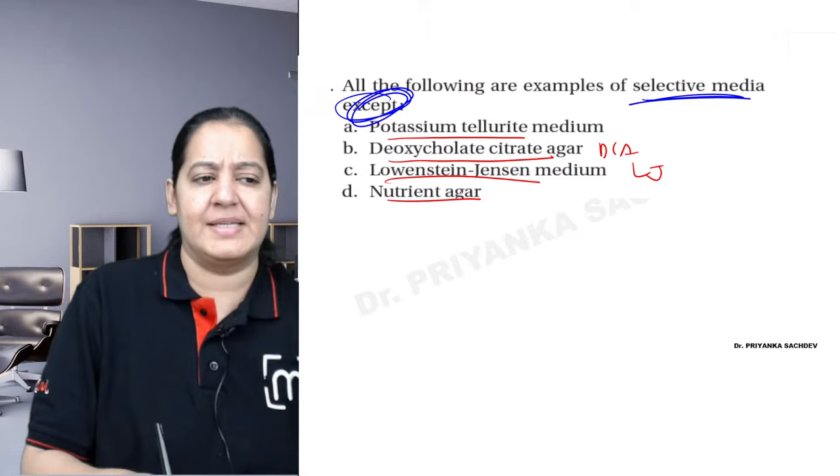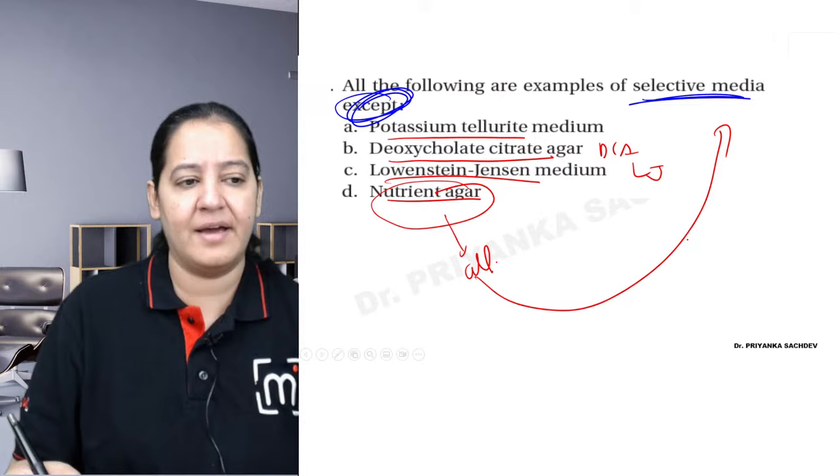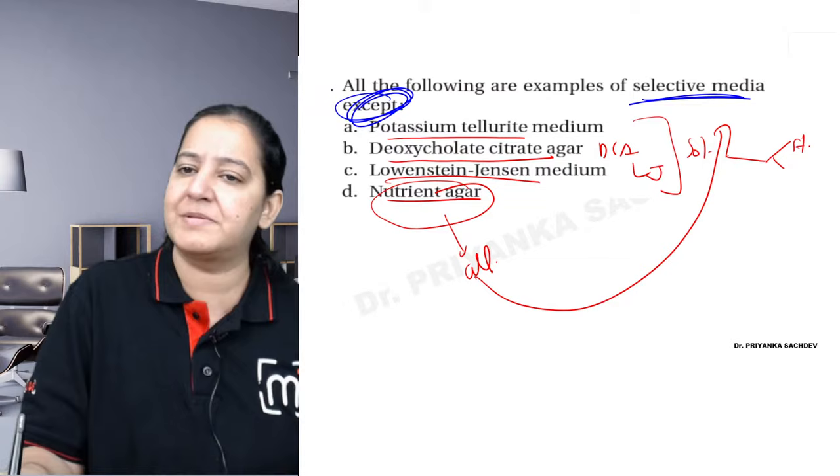Nutrient agar is something on which all bacteria grow. It is not selective for any one bacteria. All can grow on nutrient agar. The correct answer here is D. And the rest of the media are solid media. They contain either stimulatory substances or inhibitory substances for the bacteria of interest. So you can see the examples of the selective.